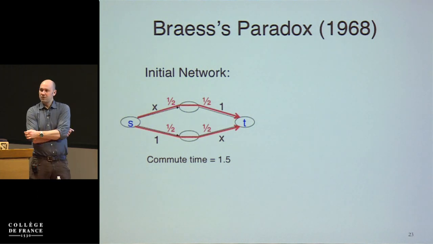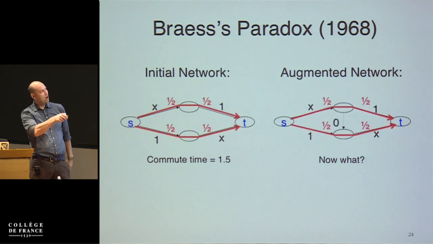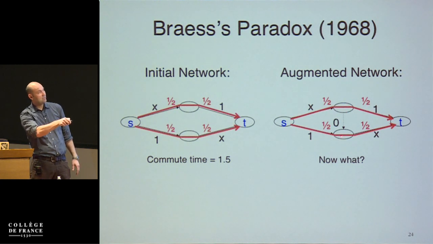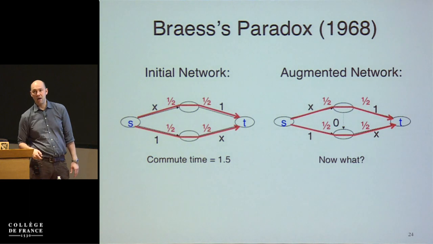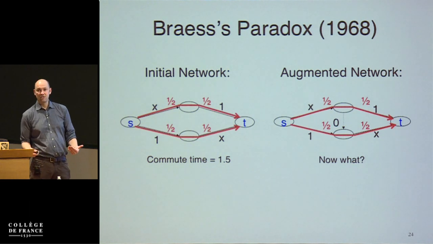So the paradox comes in when somebody announces a new invention, a teleportation device. And when you install a teleporter at the midpoint of this top route, allowing you to go instantaneously to the midpoint of the bottom route. Okay? So what's going to happen now that we have this teleporter?